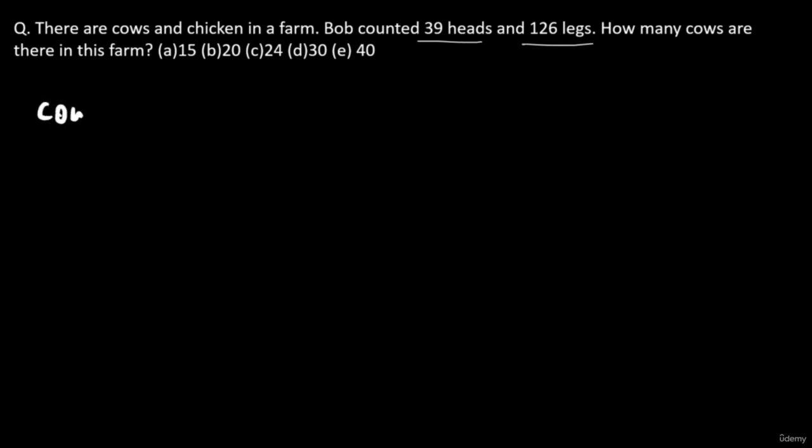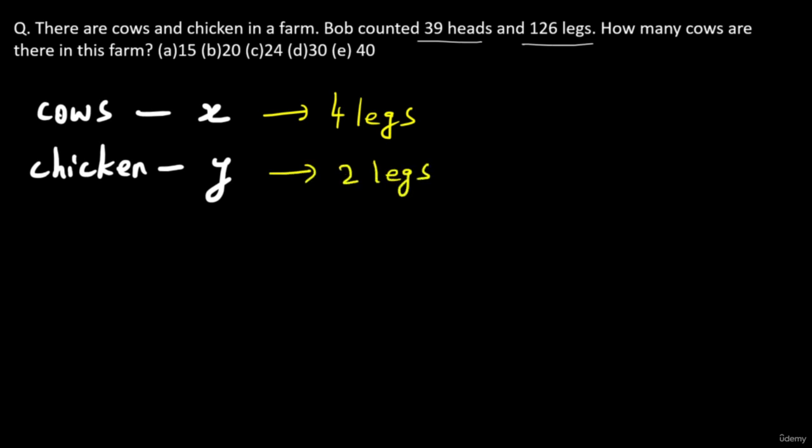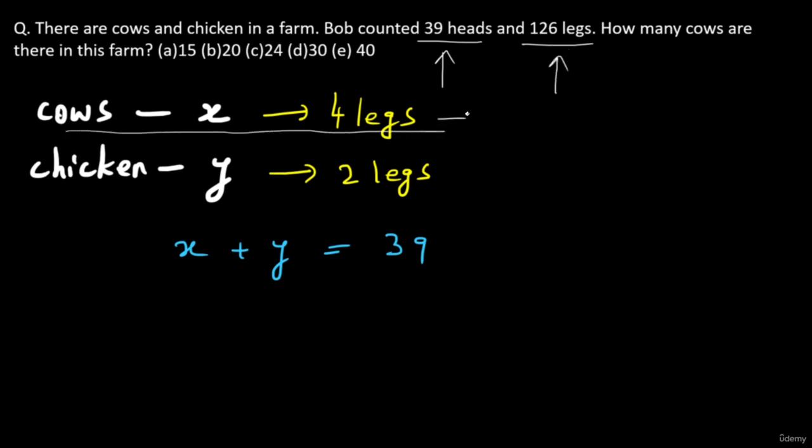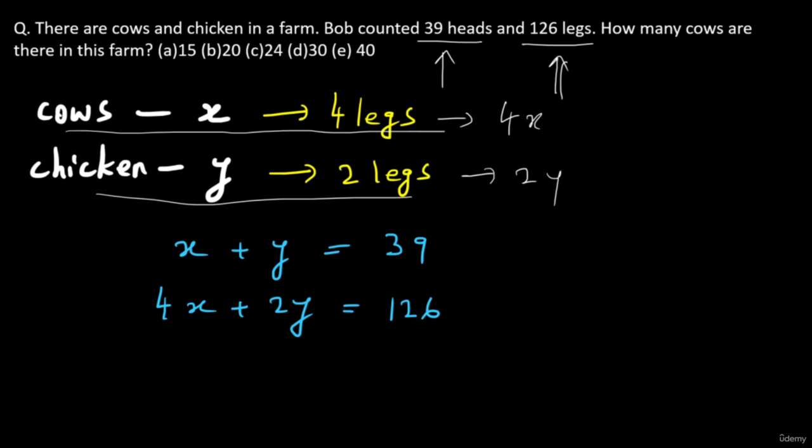Now, let's take the number of cows as X and the number of chicken as Y. Now, cows have 4 legs and chicken have 2 legs. It's given that the heads counted were 39. So, X plus Y is equal to 39, right? Now, the number of legs is 126. Therefore, the total number of legs by the cows is 4X, and the total number of legs by chicken is 2Y, right? As the total number of legs is 126, 4X plus 2Y is equal to 126.